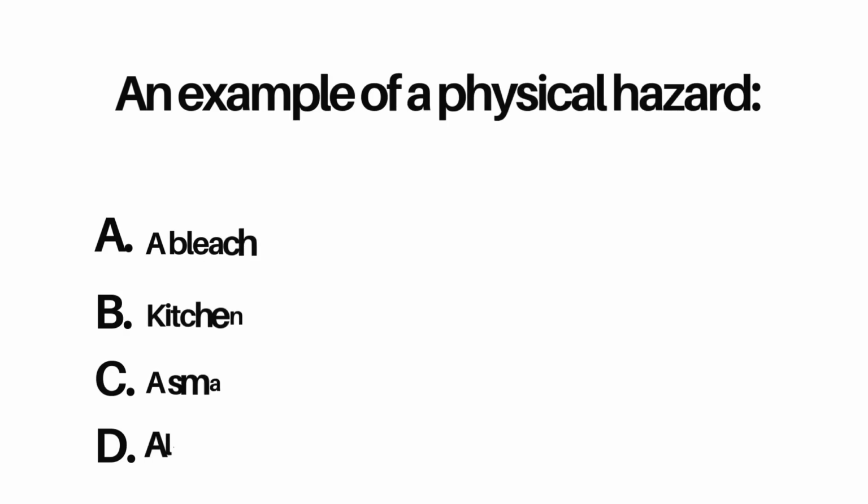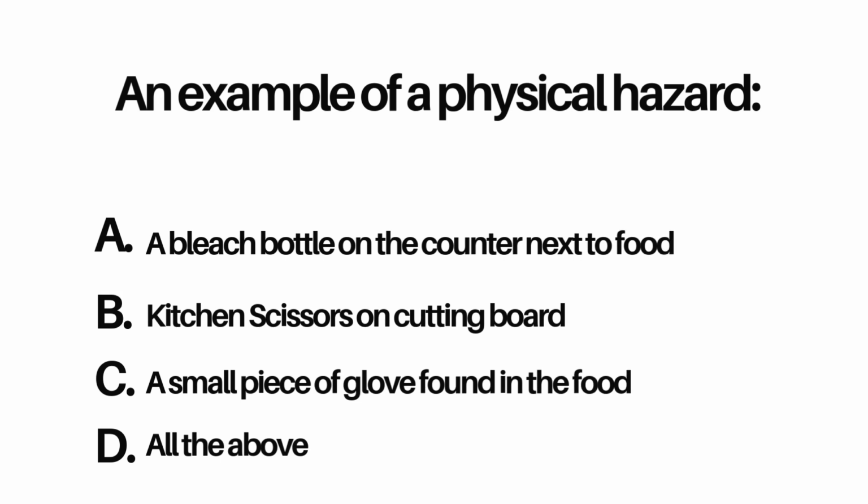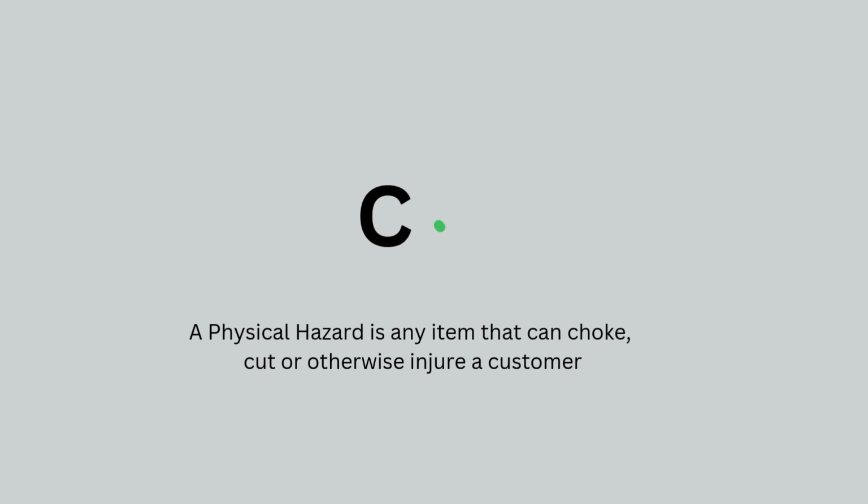An example of a physical hazard: A, a bleach bottle on the counter next to the food, B, kitchen scissors on a cutting board, C, a small piece of glove found in the food, D, all of the above. C, a physical hazard is any item that can choke, cut, or otherwise injure a customer.